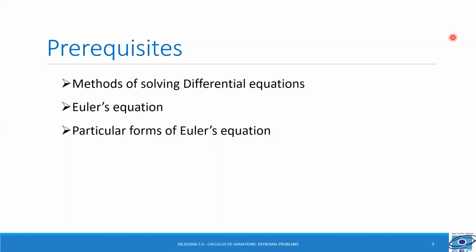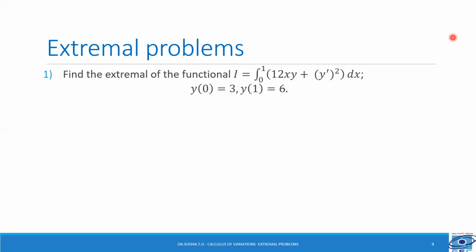And three particular forms of Euler's equation, that is when the function f is independent of x, when the function is independent of y, and when the function is independent of both x and y, must be known to us to solve the problems on Euler's equation. So to begin with, let us take the first example. Find the extremal of the functional I equal to integral 0 to 1 of (12xy + y'^2) dx. y of 0 is given to be 3, y of 1 is equal to 6.